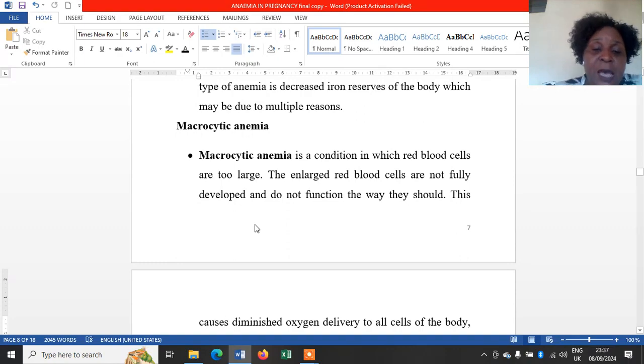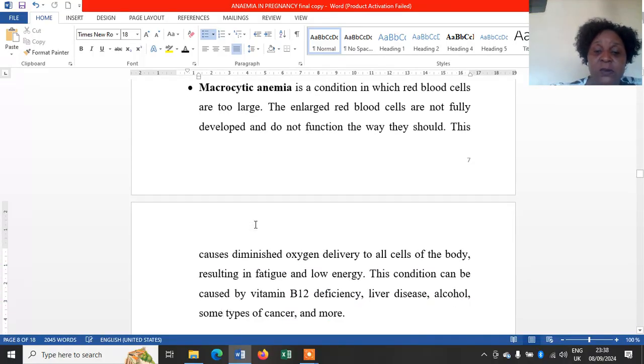And then another term under morphological classification is macrocytic. Macrocytic is the condition when the red blood cells are very large. These red blood cells, first of all, they are not fully developed, they are premature, and they do not function the way they should. This causes diminished oxygen delivery to the cells of the body, resulting into fatigue and low energy. This condition can be caused by vitamin B12 deficiency, liver diseases, alcohol consumption, and other cancers.